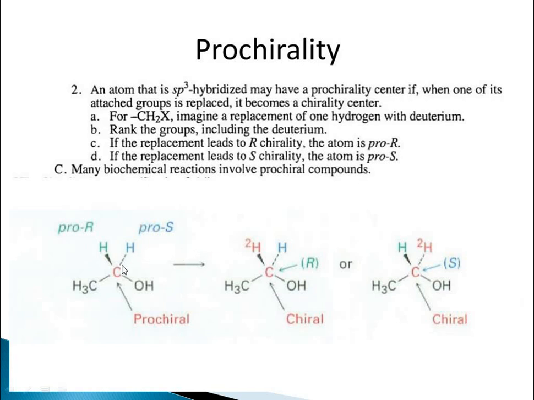Let's see this other one, which is on the dash. If this is replaced by deuterium, 2H, the heavy hydrogen, then in this case again priority 1, 2, 3. But since the group of least priority is not along the dash, that is, away from us, though it is clockwise, we will reverse it because it is not following the CIP rule. Hence, this will be the S isomer. So this hydrogen is pro-R, this is pro-S.